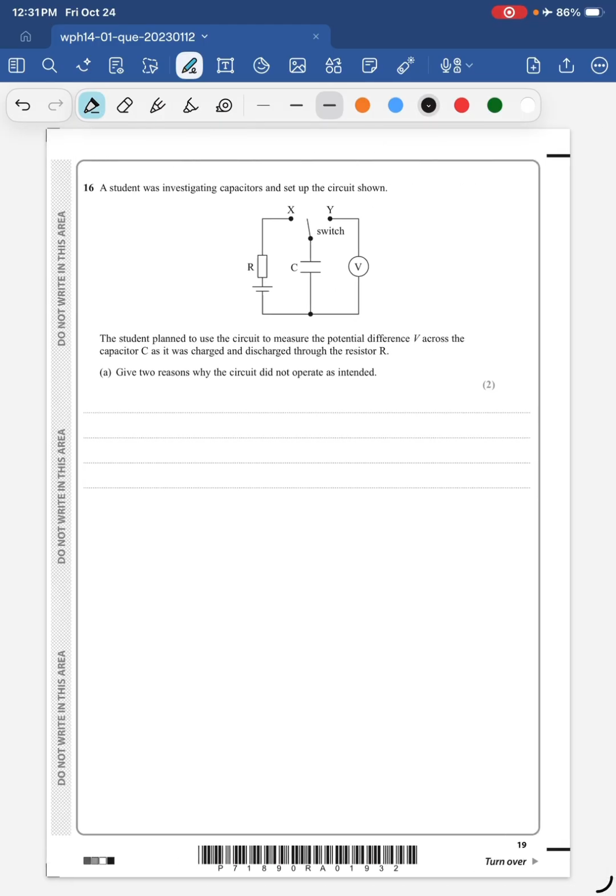Question 16. A student was investigating capacitors and set up the circuit as shown. The student planned to use the circuit to measure the potential difference V across the capacitor C as it was charged and discharged through the resistor R. Give 2 reasons why the circuit did not operate as intended.